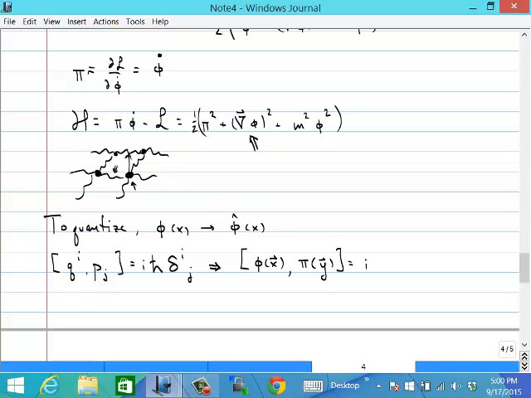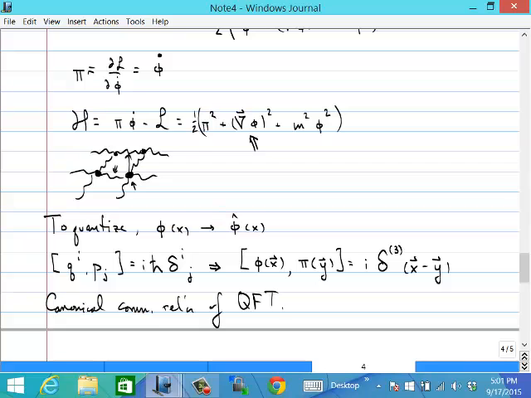Remember, we're taking the limit where all of these lattice points become very closely spaced together. And so that should become a delta function. And it should be a three-dimensional delta function that sets x equal to y. And this is the canonical commutation relation of quantum field theory.